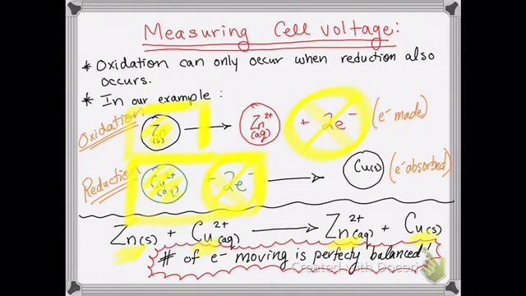The key thing about these voltage cells is that the number of electrons moving has to be perfectly balanced. If one of the half reactions makes 2 electrons, the other one has to be able to absorb those 2 electrons. It has to balance itself.